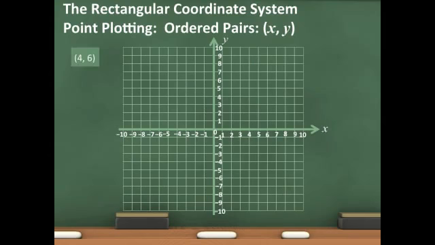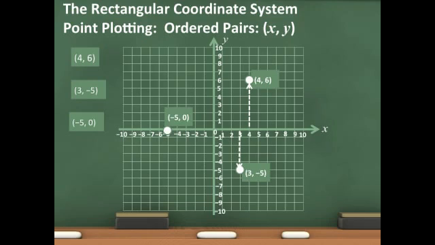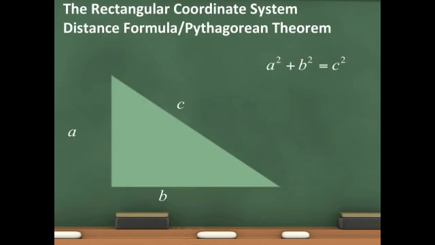The point 4, 6 can be plotted by first locating 4 on the x-axis and then moving 6 units up. To plot the point 3, -5, locate 3 on the x-axis and move 5 units down. The point -5, 0 is plotted at -5 on the x-axis. The point 0, -7 is on the y-axis, 7 units below the origin.